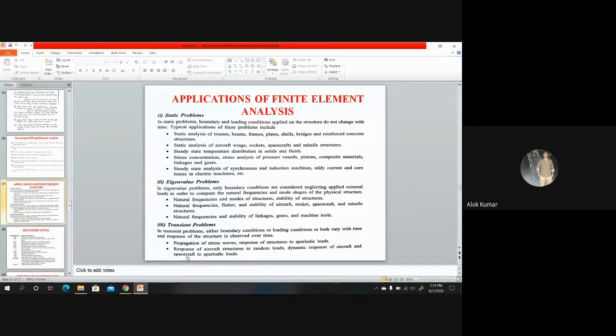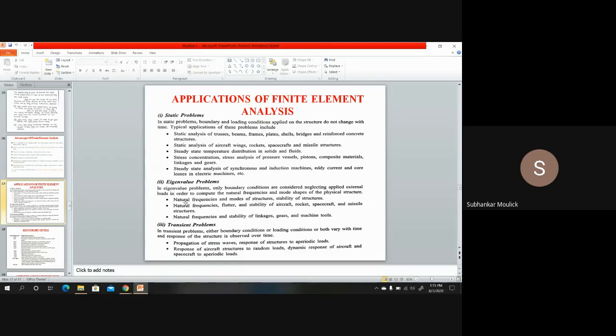Yes, sir, in eigenvalue problems the boundary conditions vary with time? Yes, obviously. In eigenvalue problems, we will consider only the boundary conditions. That boundary condition may vary or may not vary, but we will not consider the loading conditions.